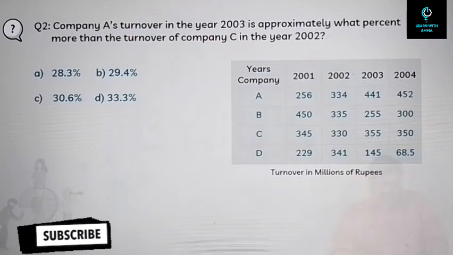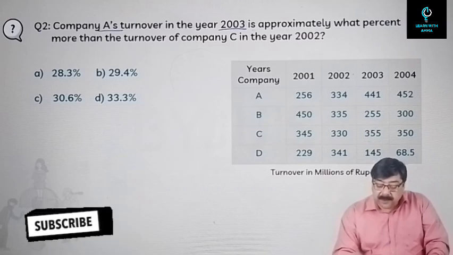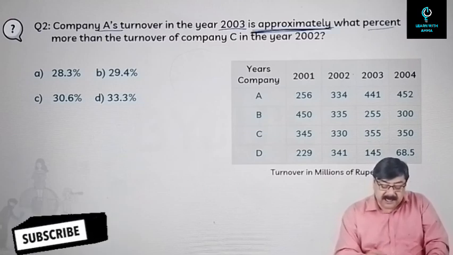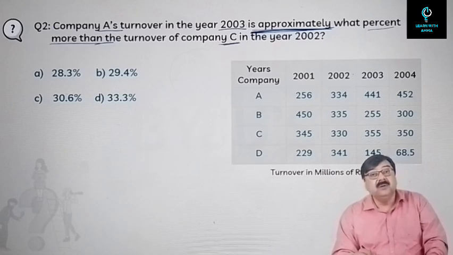Now let's have a look at this question. Company A's turnover in the year 2003 is approximately what percent more than the turnover of company C in the year 2002.